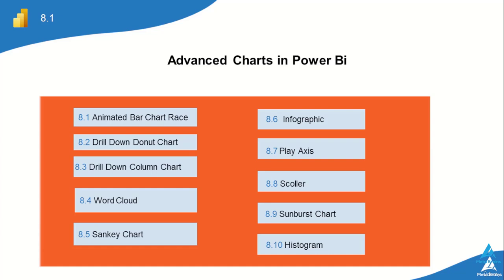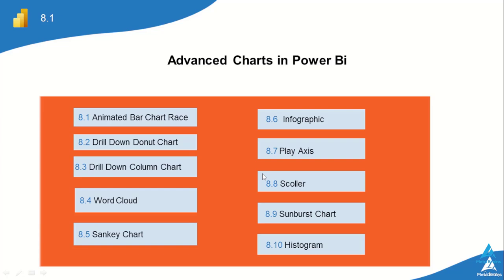So in this section, I'll be showing you 10 different charts in Power BI which you can import from a third party, that is AppSource, and you can create the charts. Now, what are those charts is given here. We'll see animated bar chart race, drill down donut chart, drill down column charts. Column chart and donut charts you have seen, but if you want to see some drilling down, you can use the drill down column and donut chart. We have word cloud, Sankey charts, infographic, play axes, and scroller.